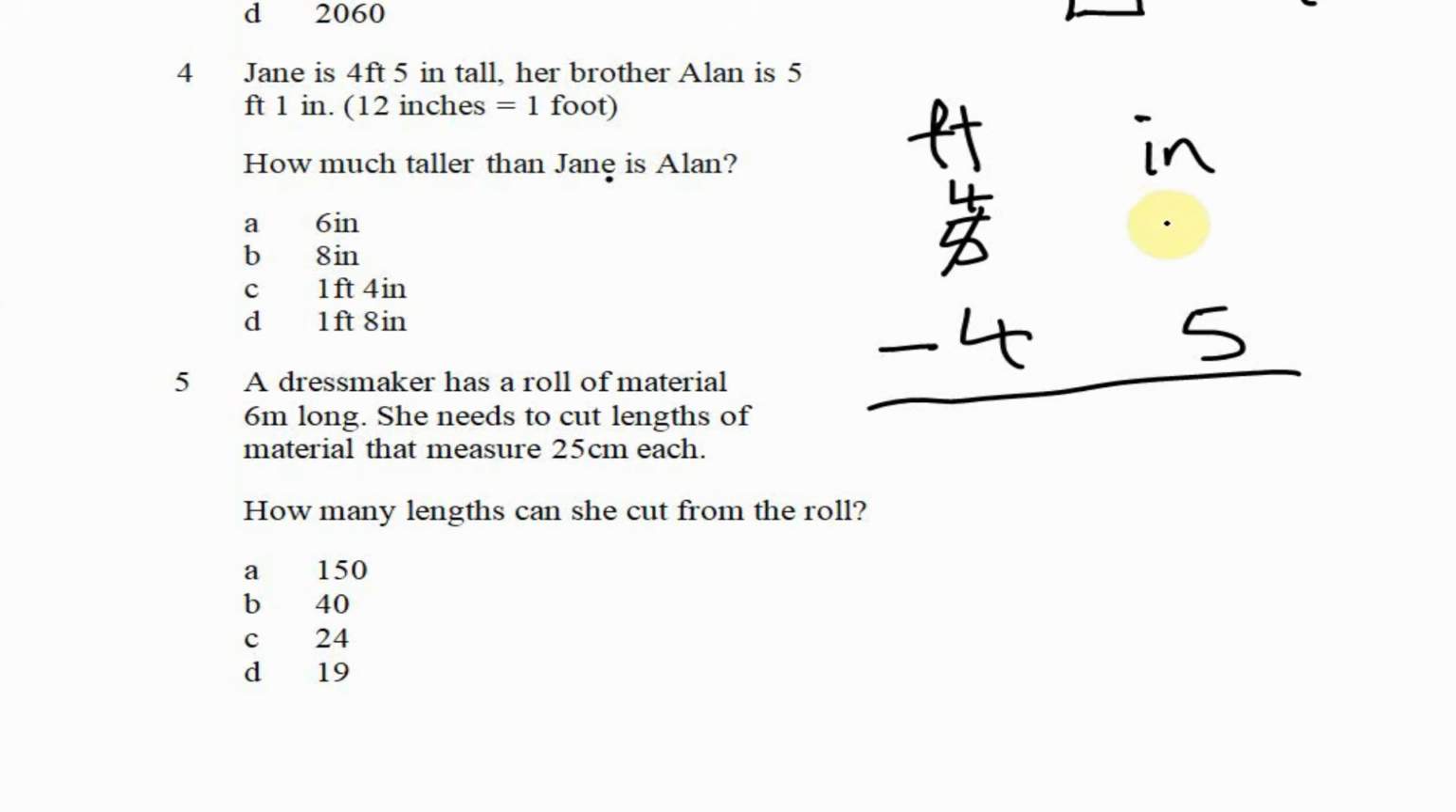There you go, 13 inches. All right, now 5 inches from 13 inches will give us what? 8 inches. And 4 feet from 4 feet is 0 feet, so no need to write that down. So therefore our answer would actually be 8 inches, and that would be option B right here.